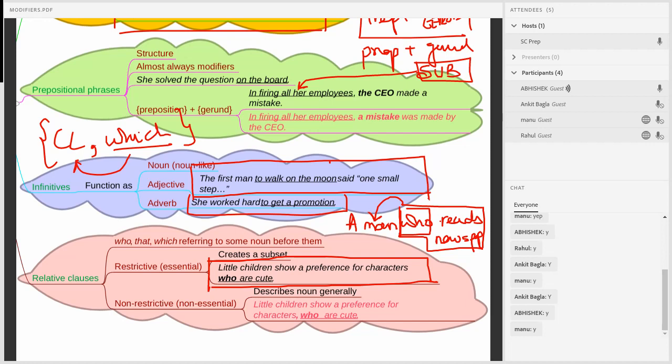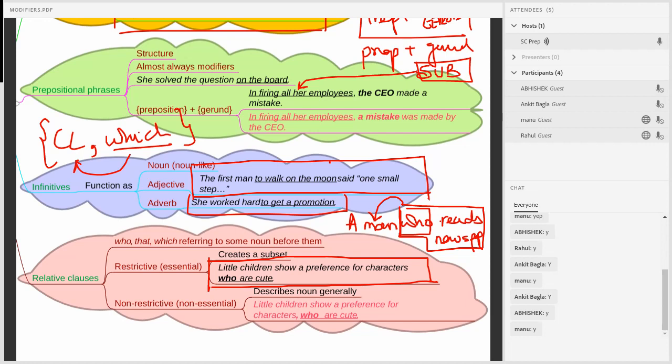So when we say it's telling us something about the characters, that just means it's giving us information about the characters. That is what we expect a relative clause to do. That's pretty much the job of a relative clause.